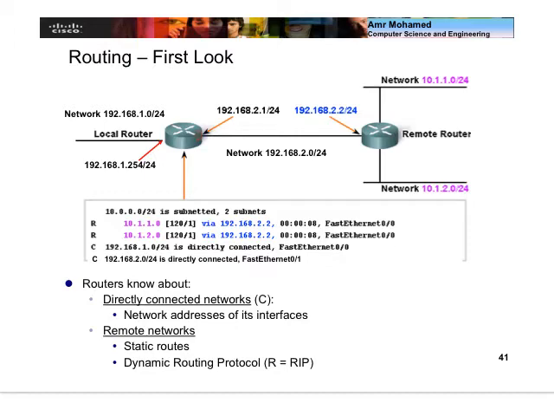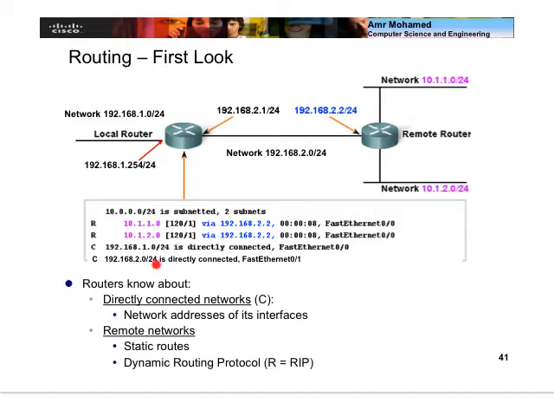So it knows that this interface is connected to a network, and this is the address of this interface, 192.168.2.1/24, and this one is 192.168.1.0/24. So this means that the network address for this is 192.168.1.0, and the network on this other side is 192.168.1.0. So these are the networks that are directly connected to it.